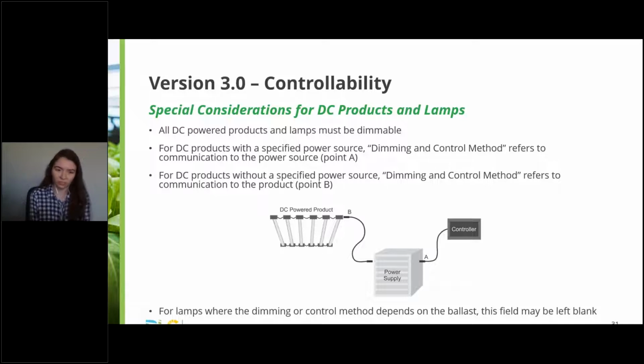There are no major updates to the special considerations for DC powered products and lamps, but for clarity, we edited the wording of this section and added a diagram for reference on DC powered products. We also included language that reiterates that all DC powered products and lamps are required to be dimmable. Next slide.